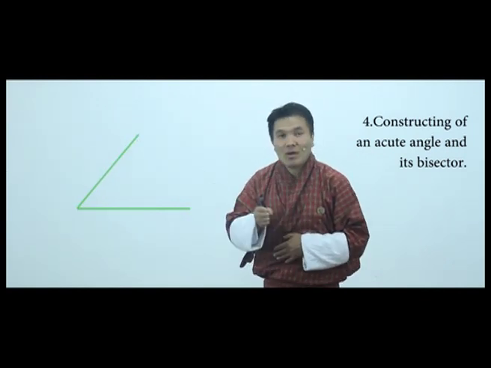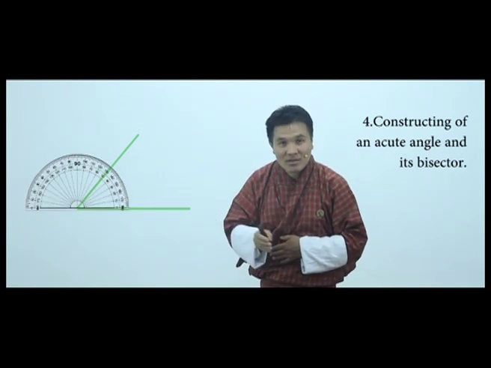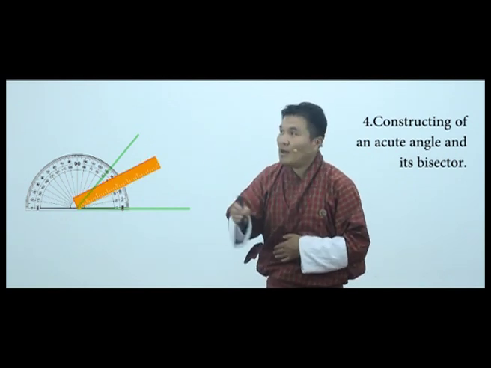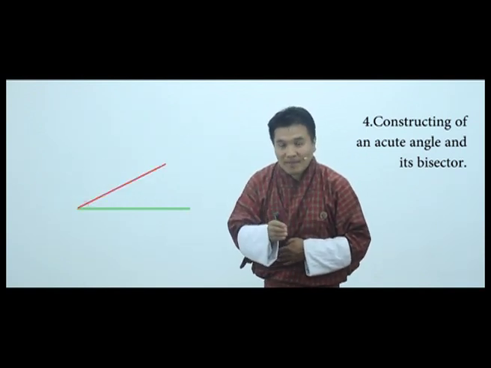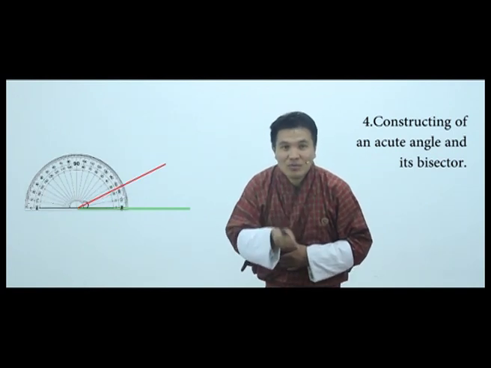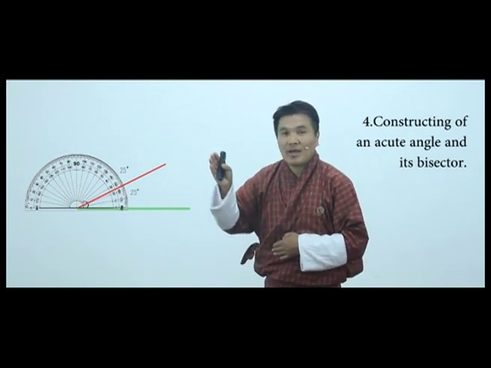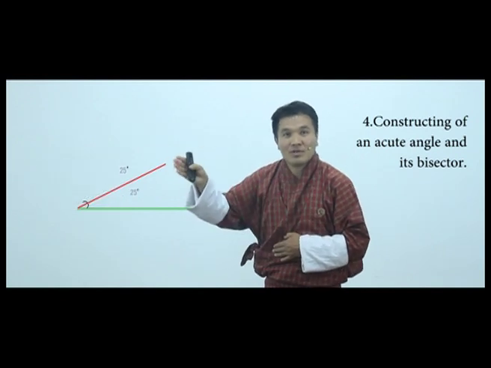Next, to draw a bisector, take a protractor again and mark it at half, that is 25 degrees. Now mark it and then take up your ruler and draw the angle bisector. Once you have drawn your bisector, check with the protractor, you are going to get two 25 degree angles which are congruent. So your angle bisector for an acute angle is completed here. With this, I have come to the end of the construction of angles and bisectors.